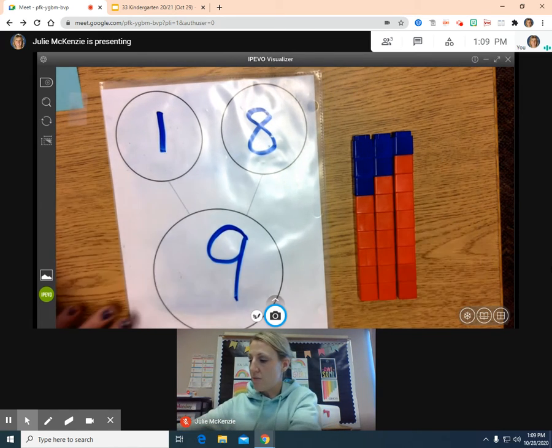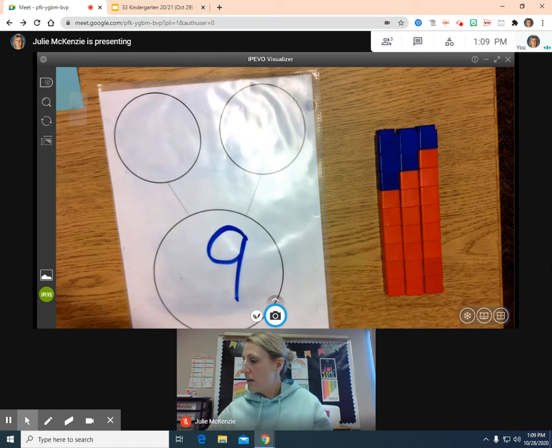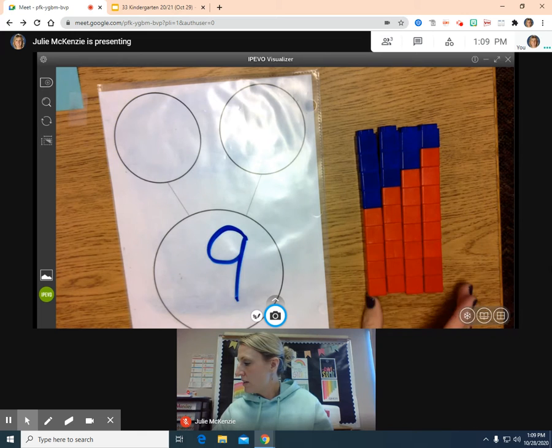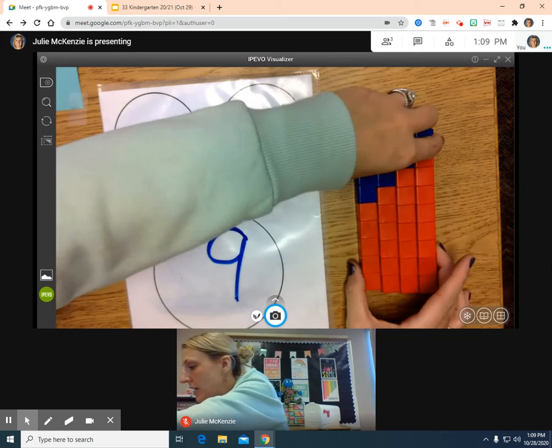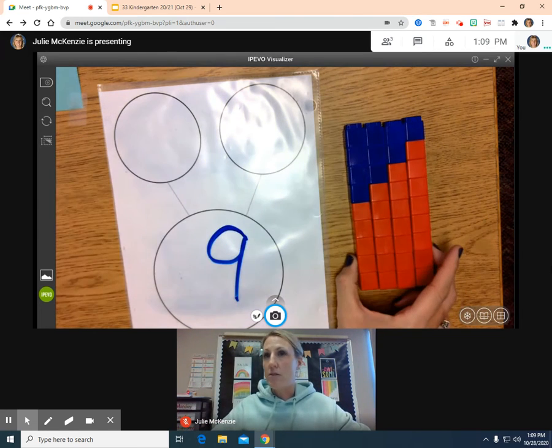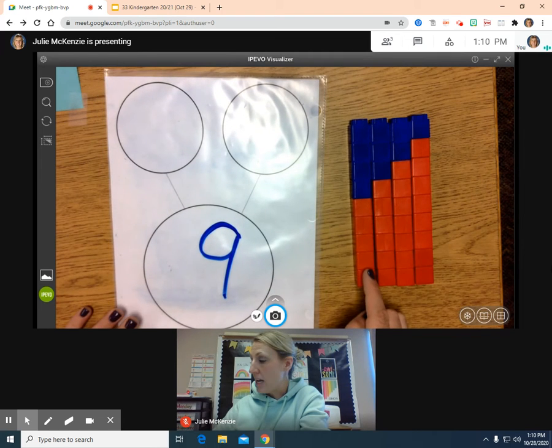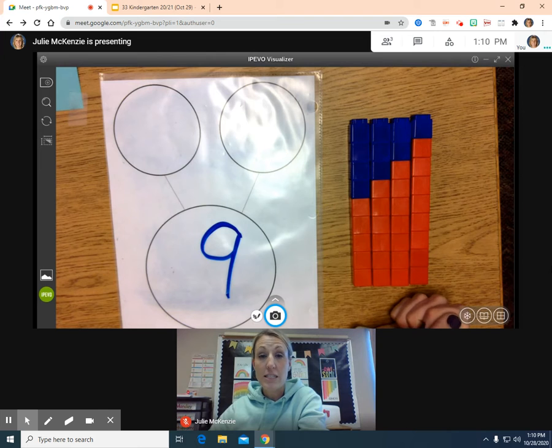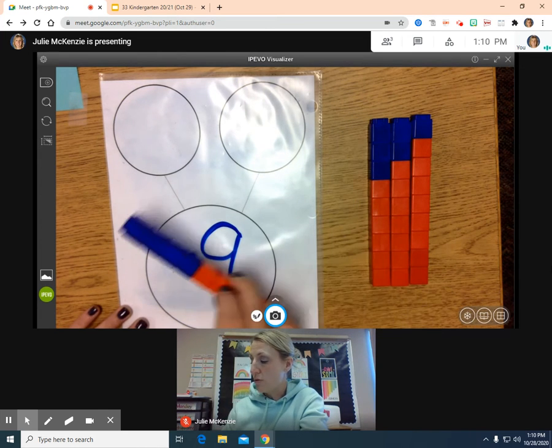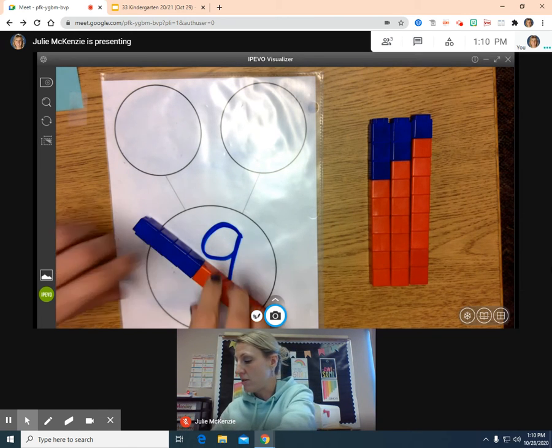Okay, let's try another one. What if I did it this way? Again, you can see that they all have the same amount. This new block tower I put here still has 9. You can see all of my block towers are the same height. So my new block tower is still 9, so my whole group is 9. But I can break the 9 apart in a different way to get different number partners.